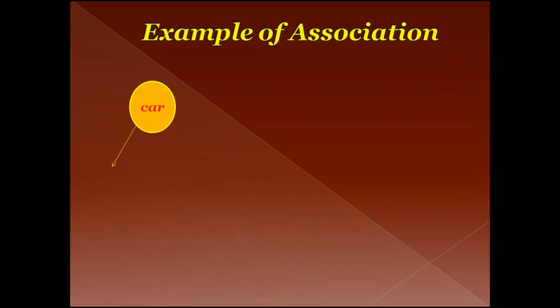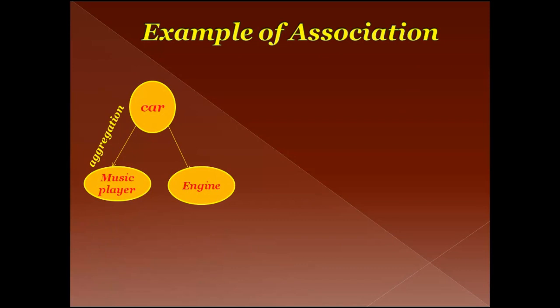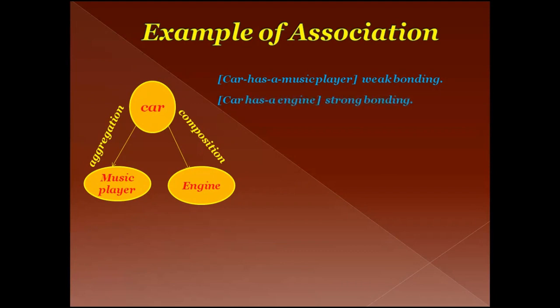An example of association: there is a car, a music player, and an engine. Car has a music player. This is a weak bonding, because the individual existence of the music player can also occur. And car has an engine, that is strong bonding between the classes. Both are has-a relationships, but one is aggregation and one is composition. Without a music player the car can exist, but without an engine the car cannot exist. So this is composition, strong bonding.